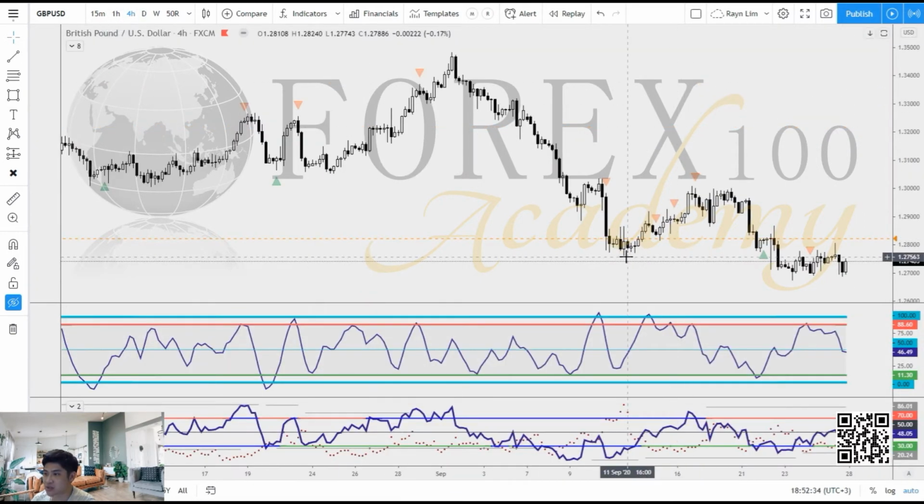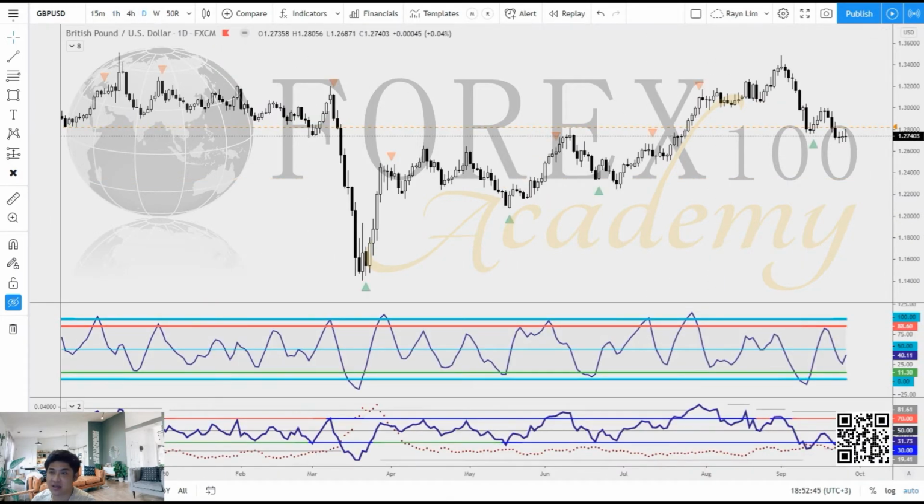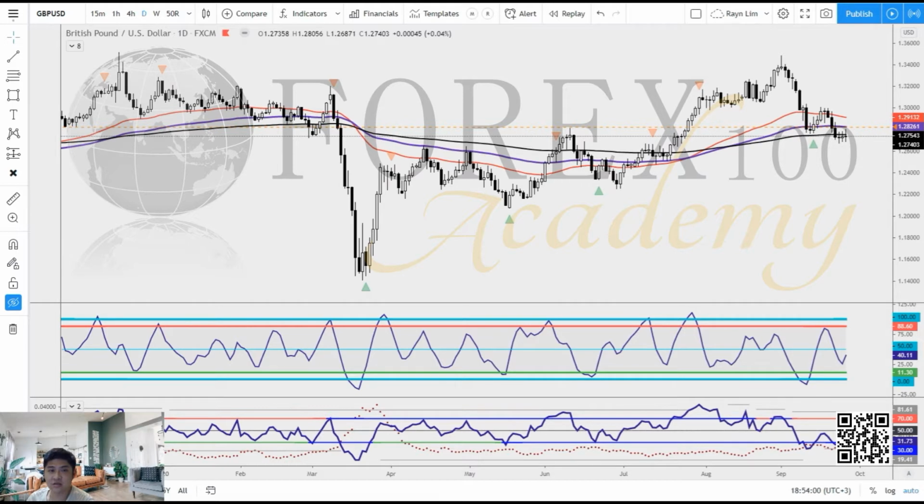For our chart, this is what we see, a break and close below the low. Of course, that's what we can see on the daily chart, and this is pretty much the same on the 1 hour as well. Alright, so back to daily, let me share with you my analysis. Just right before that, you can see that right now I'm using moving averages.